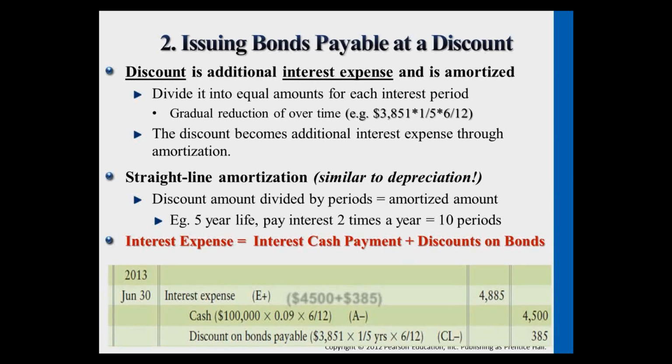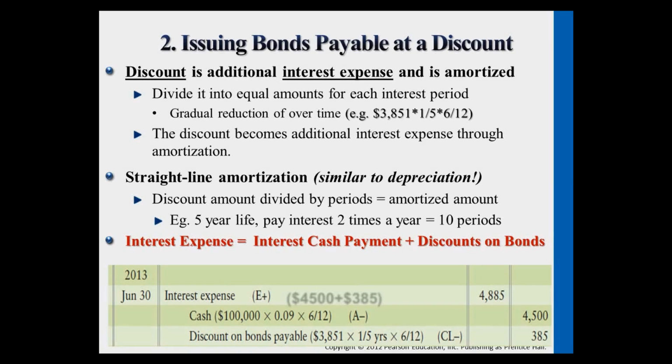Okay, so just like the previous entry, we have $4,500 of cash interest paid to investors. But what's different here is that discount that we talked about earlier, the $3,000-something, we spread it along the lifetime of the bond, divided by 5 years. And since this is a half a year entry, divided by another 2, 6 over 12, we consider this $385 together with the cash interest we're paying as additional interest expense paid to investors.